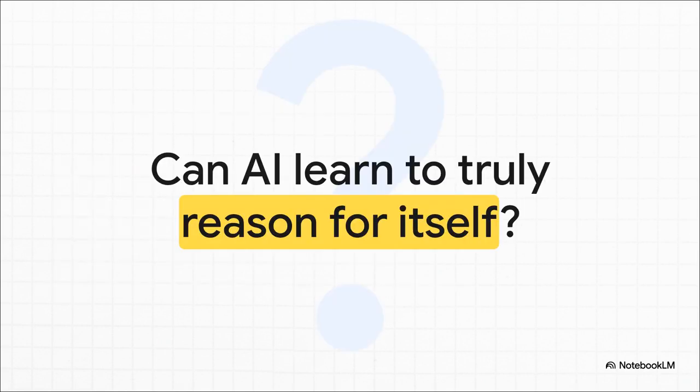And that really leaves us with a huge, kind of mind-blowing question for the future. We've just seen that we can give AI access to basically all of human knowledge in real time. So the next big challenge isn't just about giving it more information. It's about teaching it how to think. So the question isn't just about what the AI knows anymore. It's about what it can learn to do with that knowledge. Can it actually learn to reason for itself?